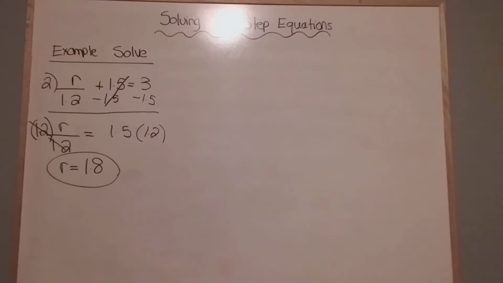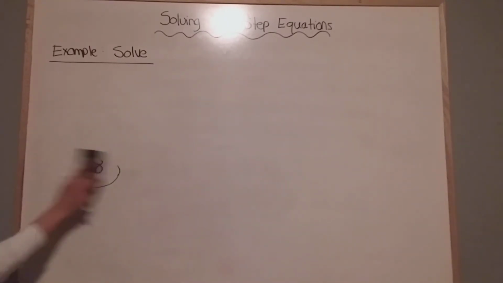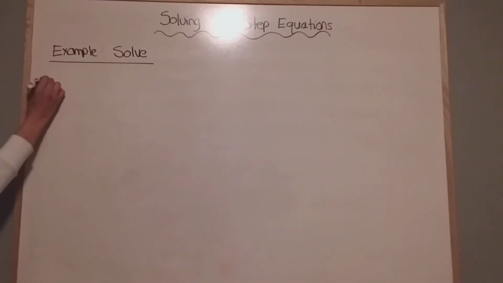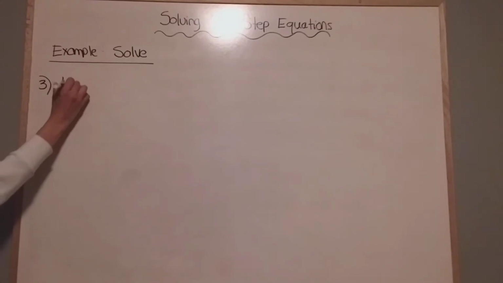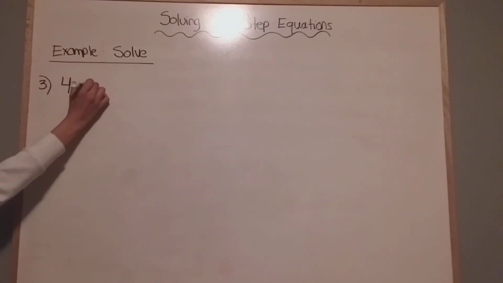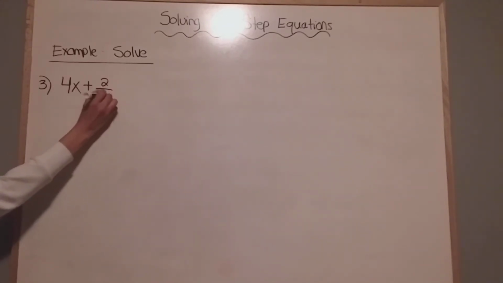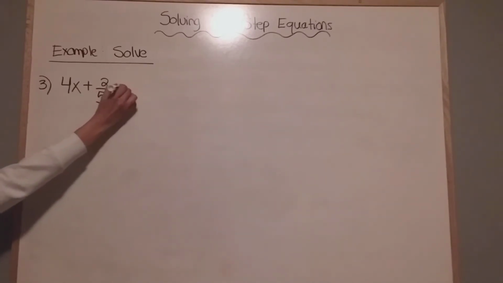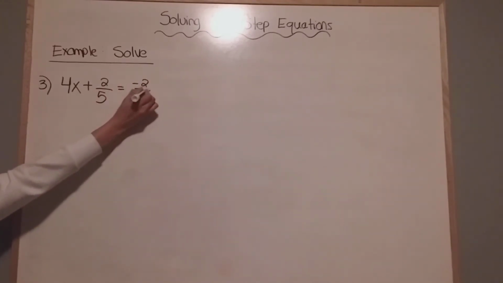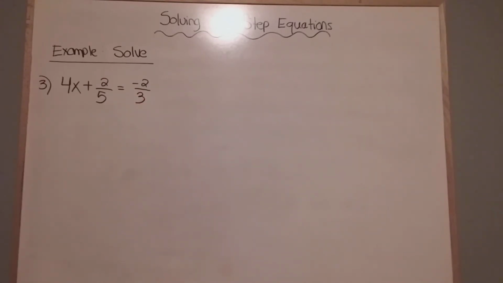Okay. Now we're going to get into a little bit tougher questions. Question number 3. I have 4x plus 2/5 is equal to negative 2/3. So in this particular question, my first step is to take away my constant. The only difference is my constant is a fraction.